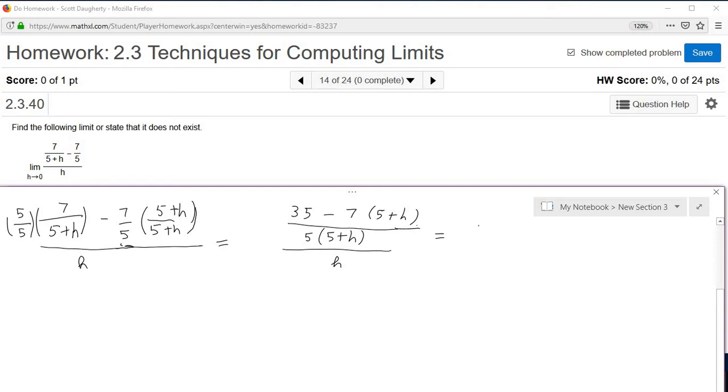Okay, then let's just clean this up a little bit. We have 35 minus, and then I'm going to distribute this 7. Actually, this is a minus, so I'm distributing this minus 7. So it becomes minus 35. And then minus 7 times h is minus 7h. And then that's all divided by the common denominator. And then that's divided by h.